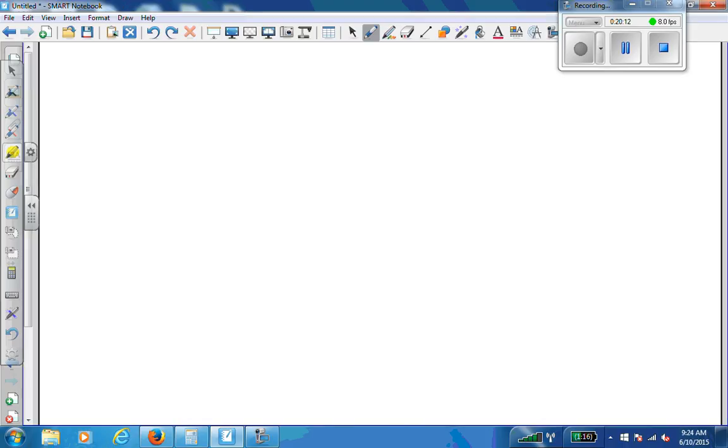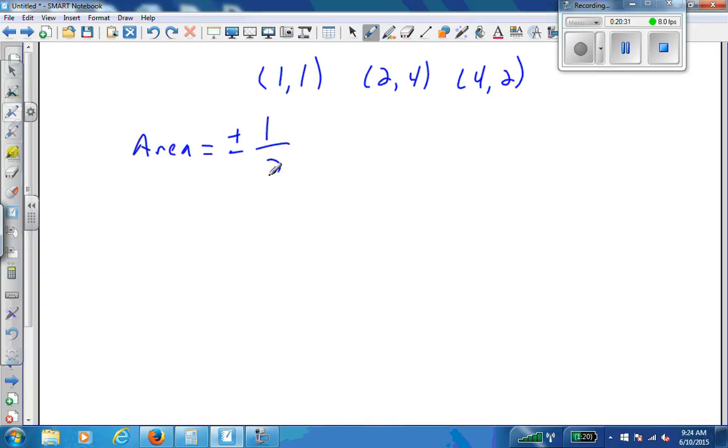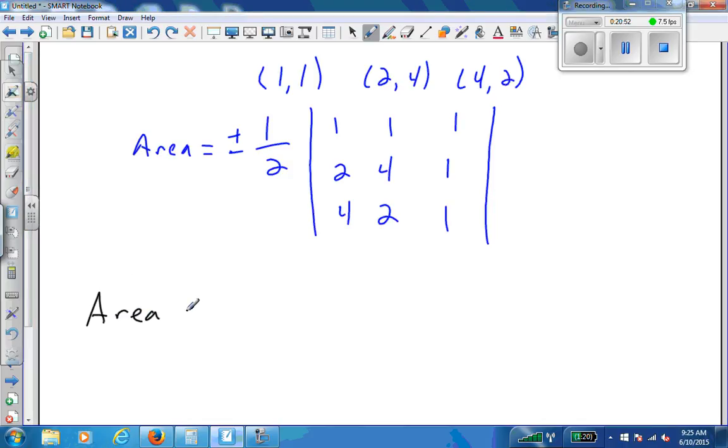Let me just pick one out of the book. If we have the points (1, 1), (2, 4), and (4, 2), let's find the area of that enclosed region. So we're going to pick which sign we need, and we're going to do 1/2 times, put the first point in, the second point, the third point, and we're going to put all ones in that last column. So we need to calculate that determinant. So if we want to calculate that determinant, we're going to take our element times our cofactor. So our cofactor, let's just go across this top row. This will be plus, minus, plus.